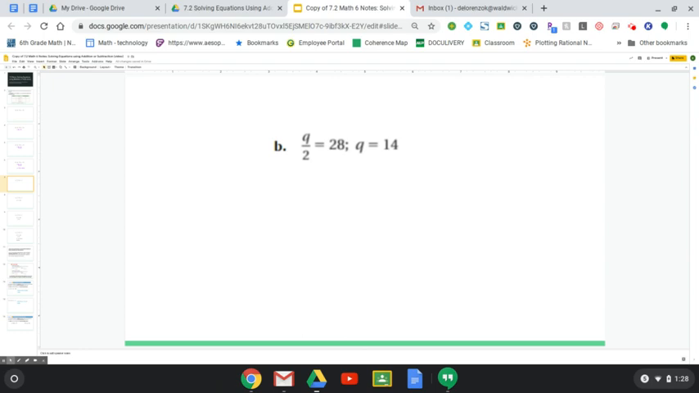The next equation that we have is q divided by 2 is equal to 28, and they want us to check that when q is equal to 14. So again, we substitute q with the value 14. So on the left side, we're going to have 14 divided by 2, and on the right side, we keep the value 28. On the left side, 14 divided by 2 gives us a value of 7. 7 is not equal to 28. Therefore, q equals 14 is not a solution to this equation.